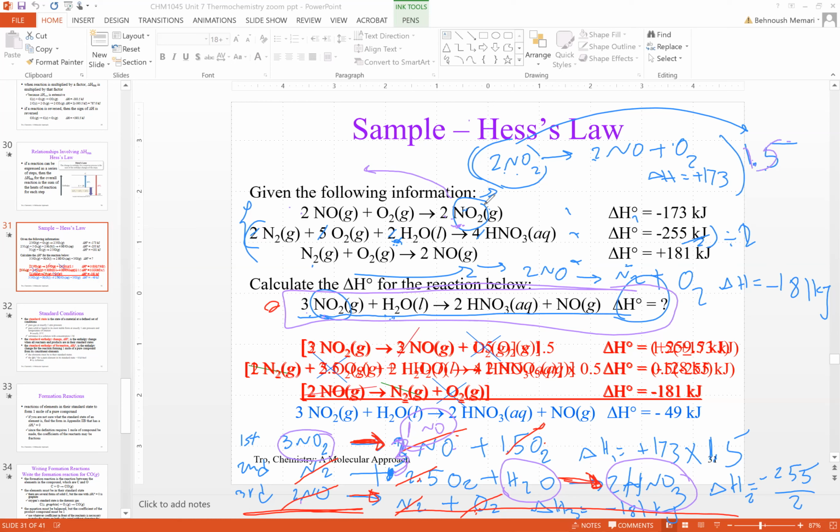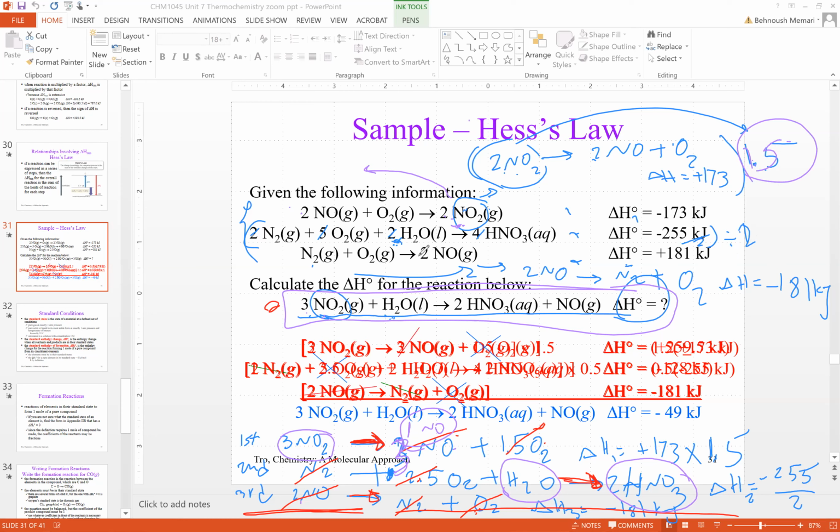So the first reaction needs to be reversed and multiplied by 1.5. The second reaction only needs to be divided by 2. The third reaction needs to be reversed. How do we know the third reaction needs to be reversed?